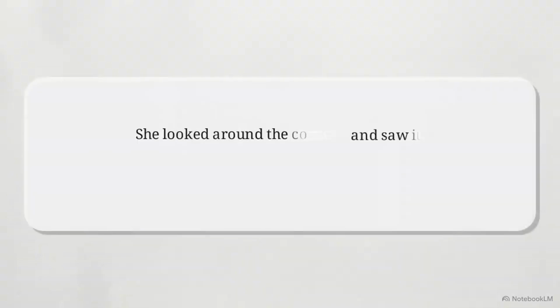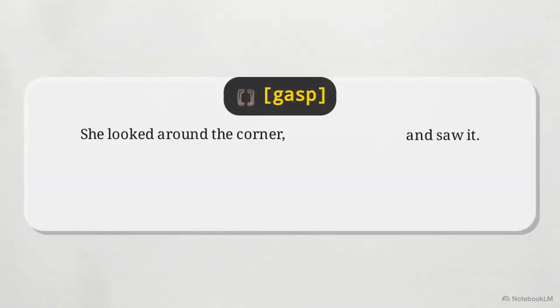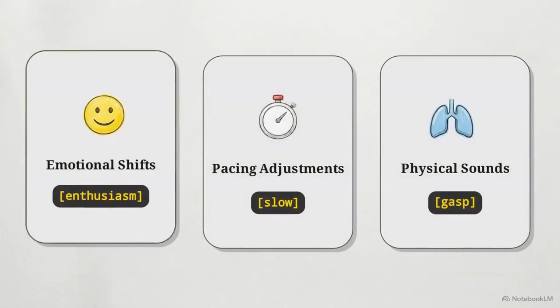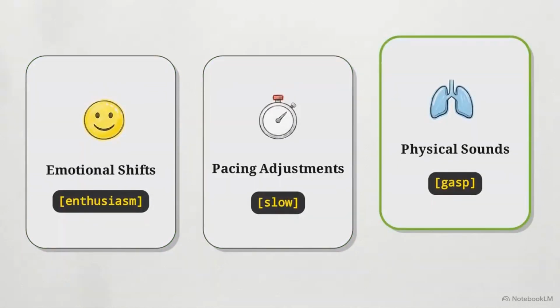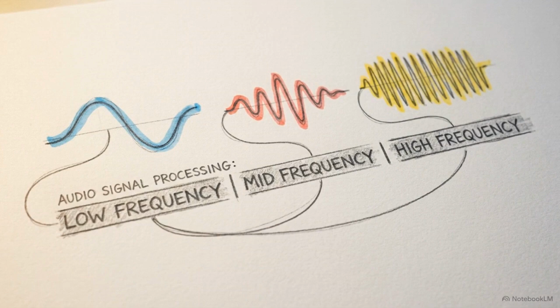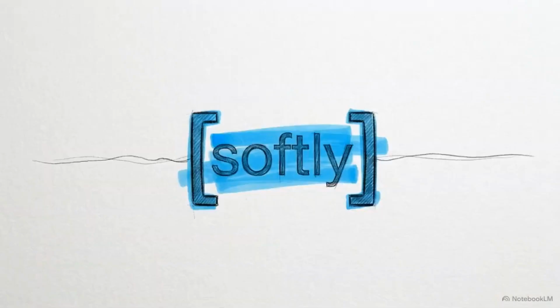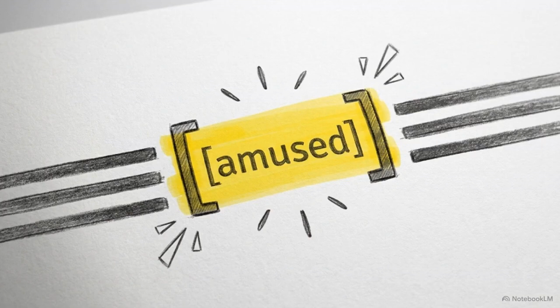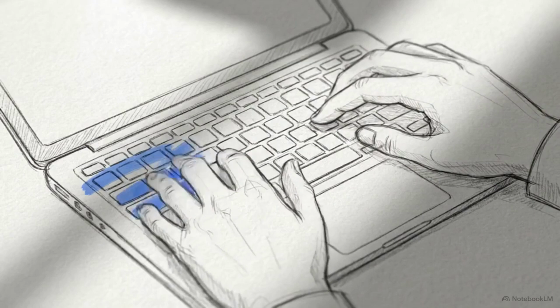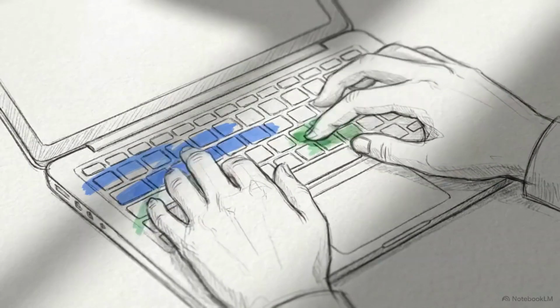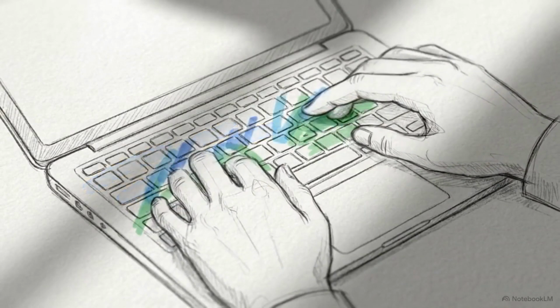Audio tags are bracketed modifiers typed directly into the transcript. They cue the model to change behavior mid-sentence. These tags fall into 3 functional categories: emotional shifts, pacing adjustments, or physical sounds like gasps. A single line of text can be interpreted in several ways. We can use tags to deliver a line in a whisper or add a natural-sounding laugh at a specific moment. These tags provide granular, word-by-word control over the output, effectively serving as director's notes for the AI model.